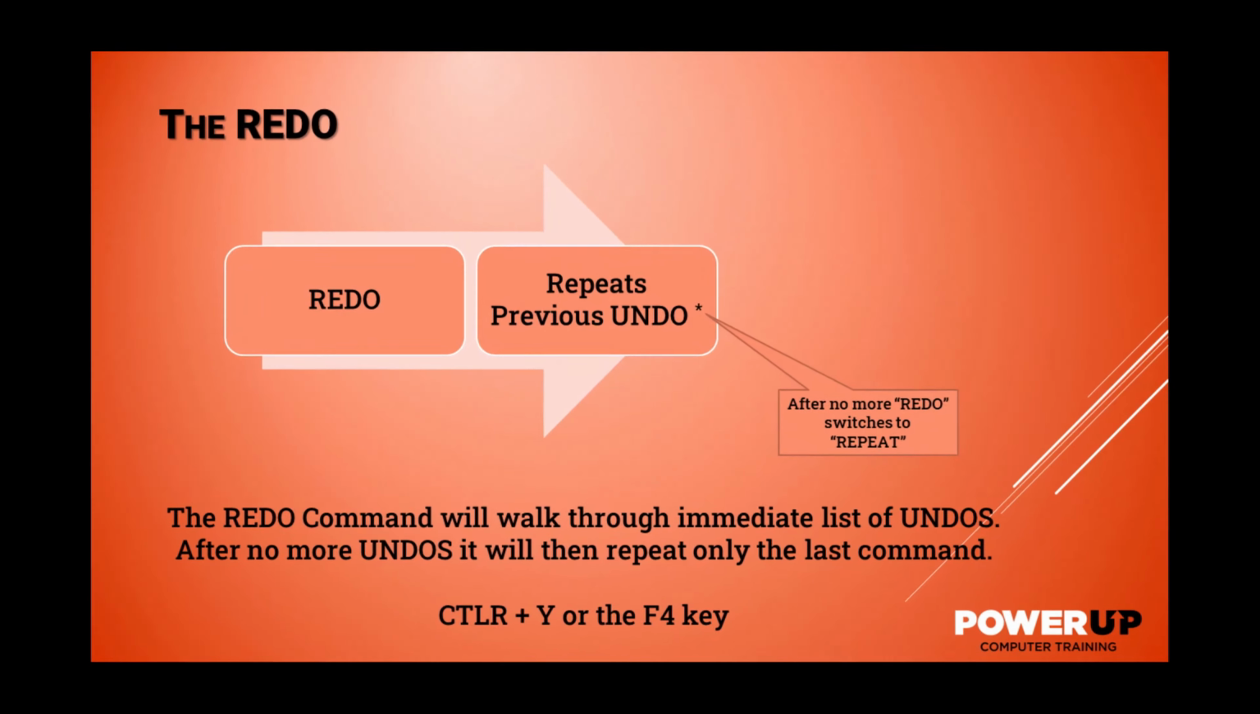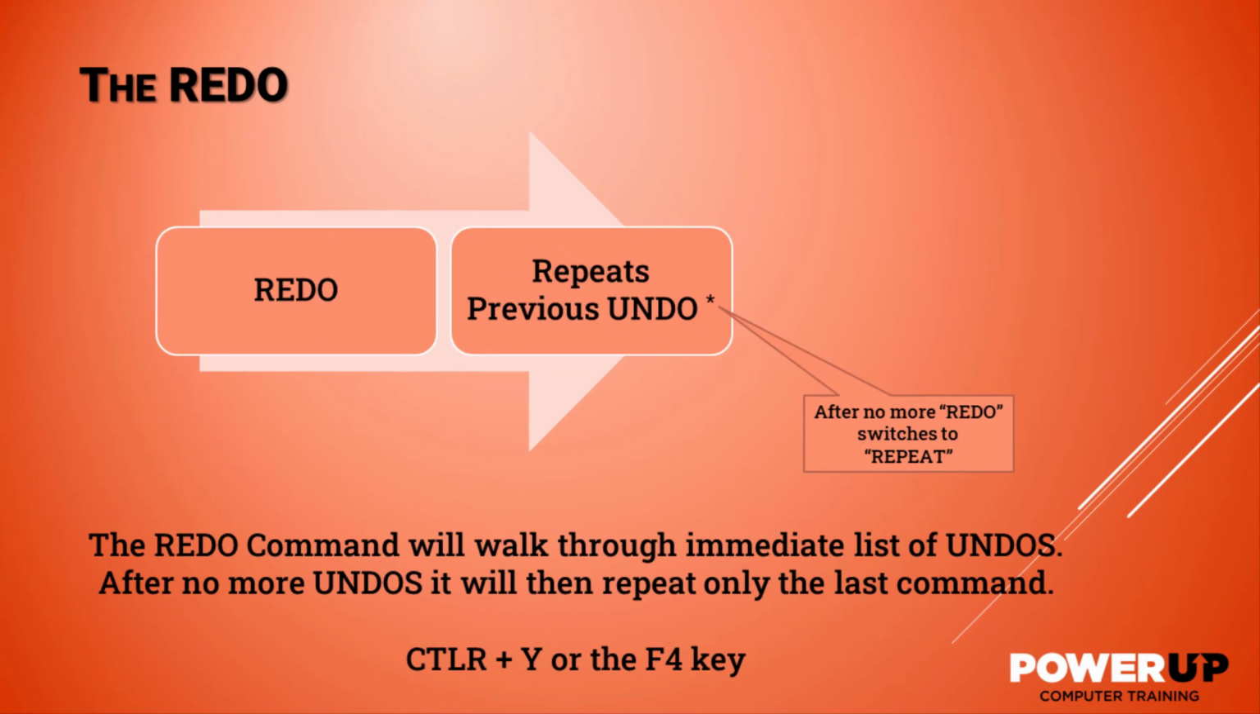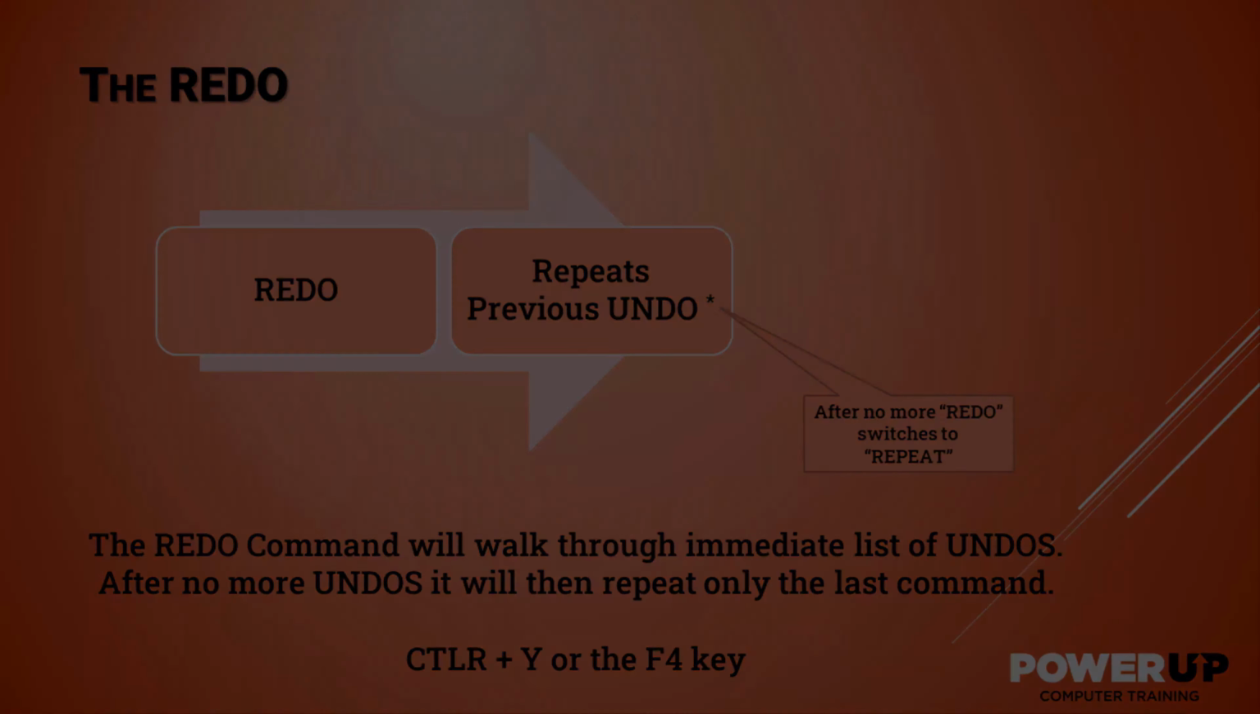The last of our repeat last action collection is the redo command. It is similar to the previously demonstrated repeat command, but is tied to the undo command. It's basically undoing the undo command series, using the same Control Y or F4 key or icon. And when you run out of the undos to undo, then the redo command switches to the repeat command. Let's give it a run through.